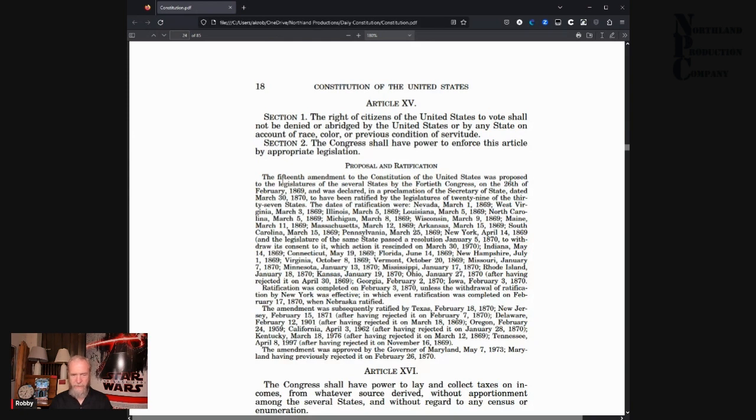Now we're jumping into 1870 with Rhode Island and Kansas in 1870, Ohio in 1870, Georgia, and Iowa. So ratification was completed on February 3rd, 1870, with Iowa's ratification, unless the withdrawal of ratification by New York was effective, in which event ratification was completed on February 17th, 1870, when Nebraska ratified. Okay. And then subsequently ratified by Texas, New Jersey, Delaware, Oregon, Kentucky, Tennessee, and was approved by the governor of Maryland, Maryland having previously rejected it in 1870.